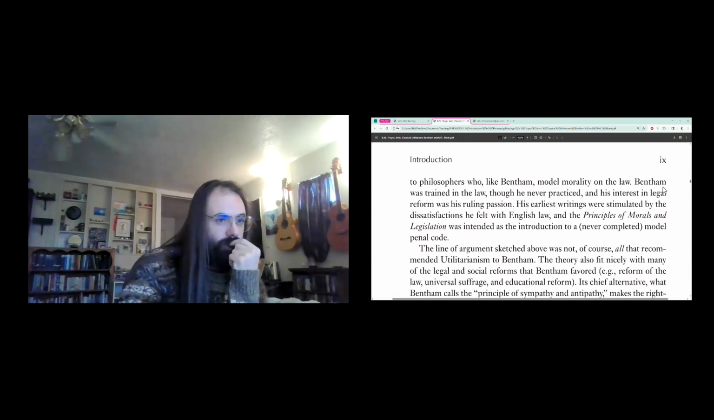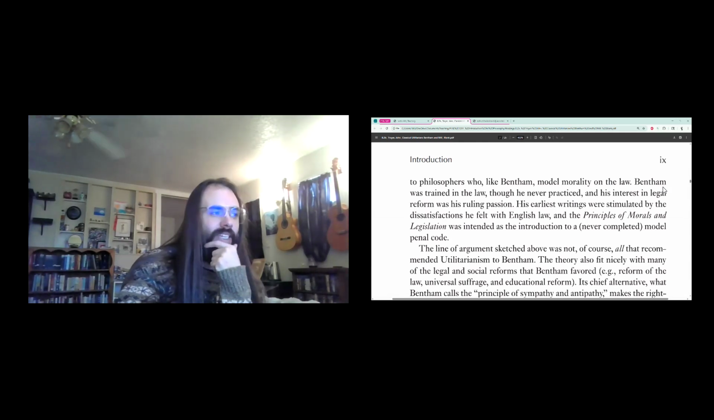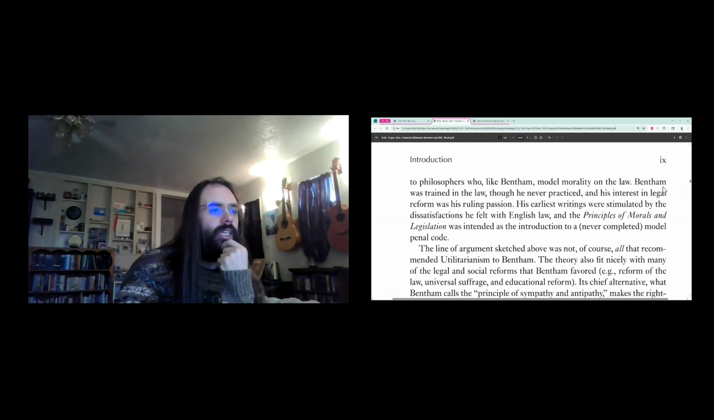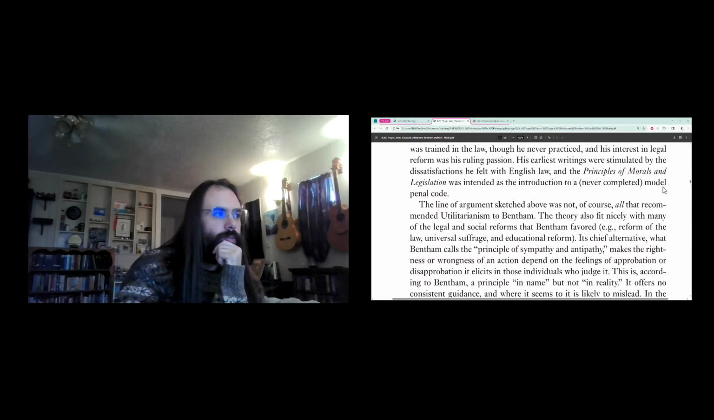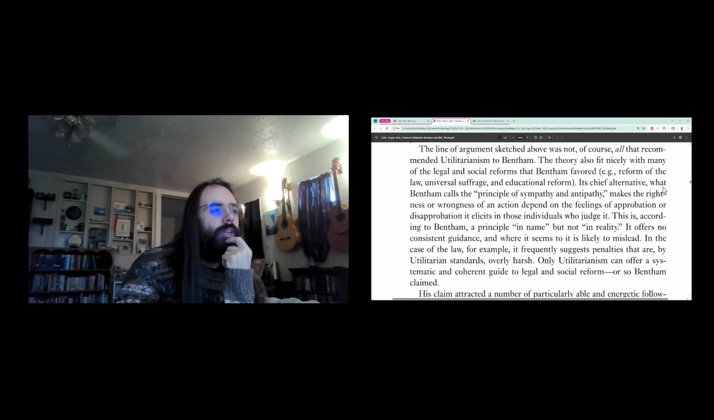His earliest writings were stimulated by the dissatisfactions he felt with English law, and the Principles of Morals and Legislation was intended as the introduction to a never-completed model penal code. The line of argument sketched above was not, of course, all that recommended utilitarianism to Bentham. The theory also fit nicely with many of the legal and social reforms that Bentham favored, e.g., reform of the law, universal suffrage, and educational reform.